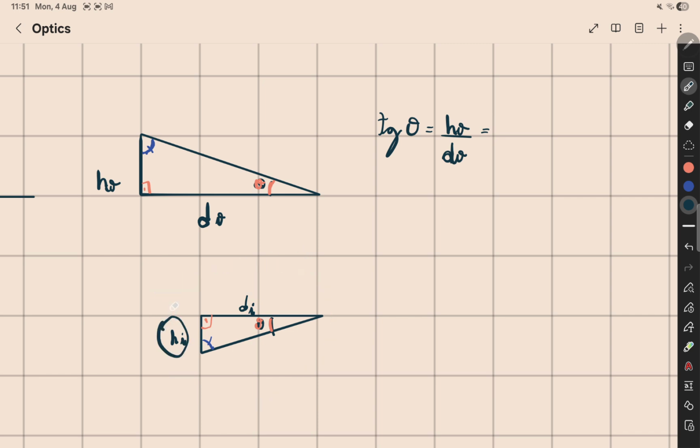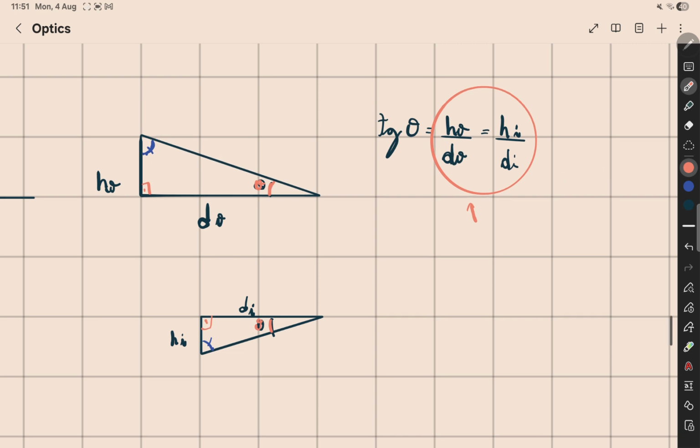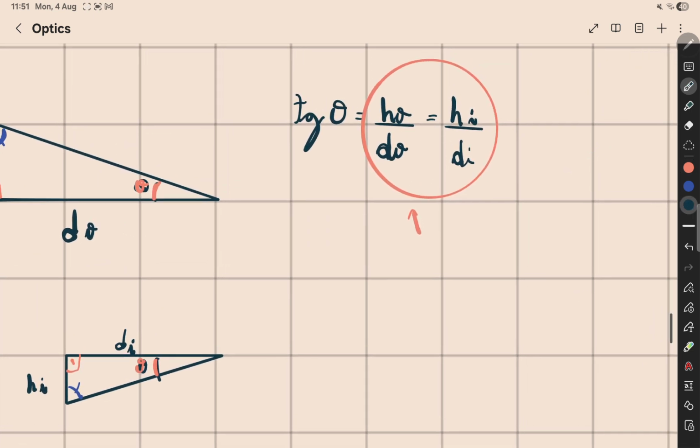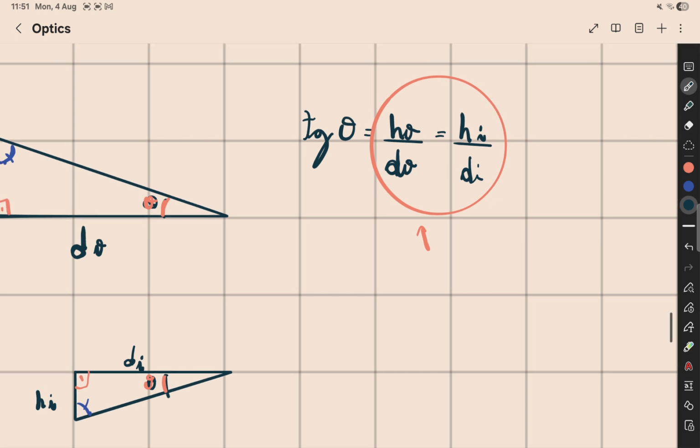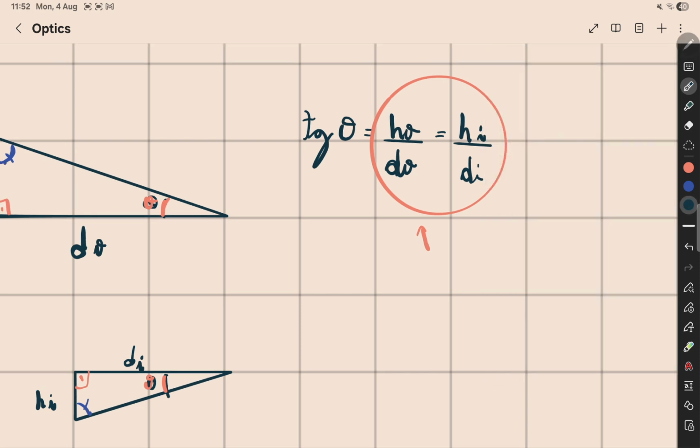The height of the image is the opposite, the adjacent is the distance of the image, so the height of the image divided by the distance of the image, okay? This equation here is the first important relationship. From here, we can take the magnification of the image. In that case, what's the factor that the image gets altered? So how do I do this?